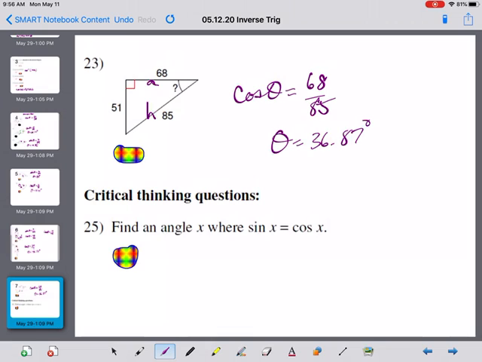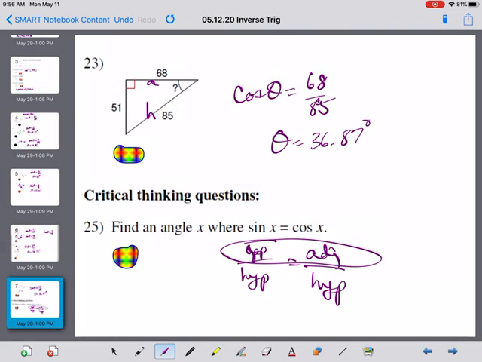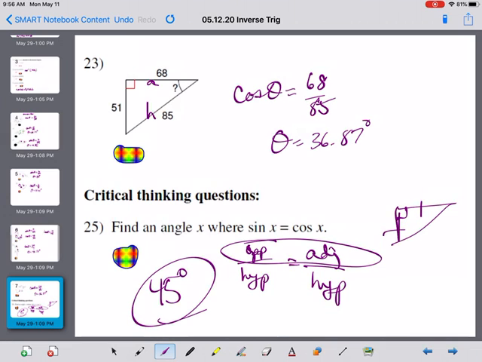And here, I like this critical thinking question. Find an angle, x, where the sine ratio is equal to the cosine ratio. So where will the opposite over the hypotenuse equal the adjacent over the hypotenuse? Well, that would happen when the opposite is equal to the adjacent. And what kind of triangle is that? 45, 45, 90. So 45 degrees, or pi over 4 radians. And there you go.